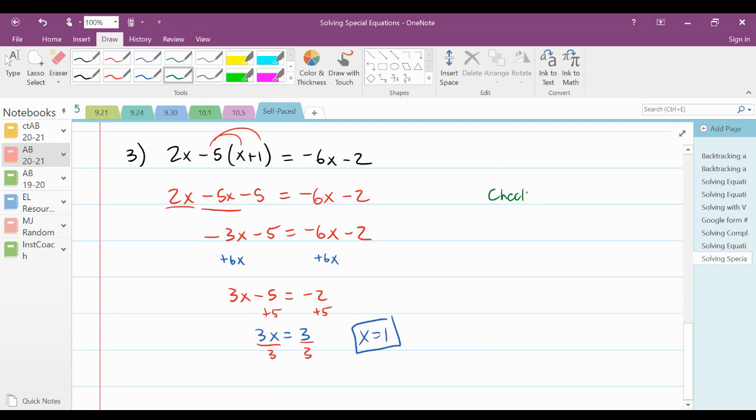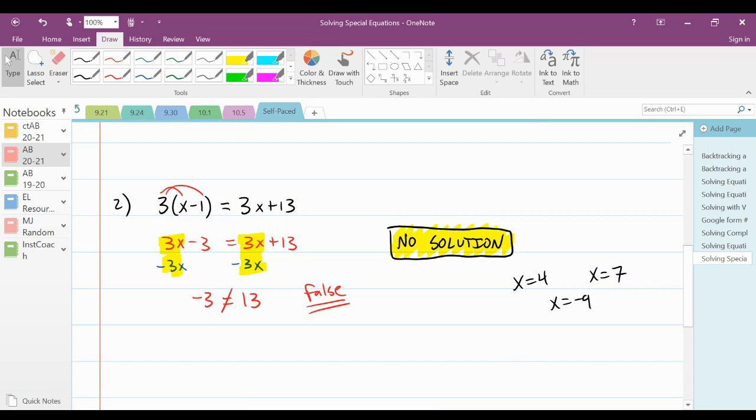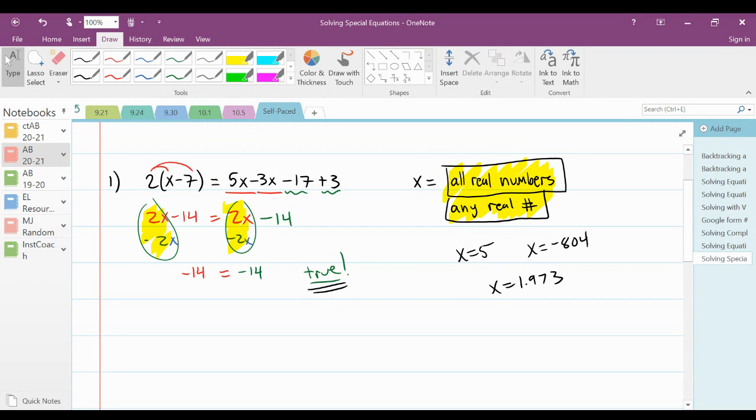If I were to check, I would let x equal 1, and I would plug it back in for x wherever I see it in the original, and I would get a true statement. All right, so what we need to remember is some equations will just be like this, right? We'll just get an answer, the only one number that works for x. Others, those variables will drop out and we'll be left with a false statement, which means our answer is no solution. And still we will have the variables drop out and be left with a true statement, which means that x could be anything or all real numbers.